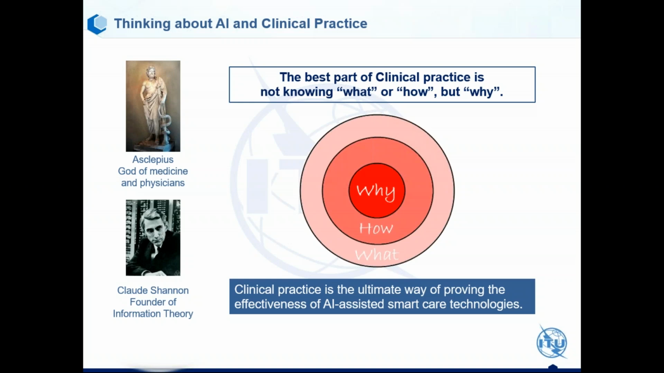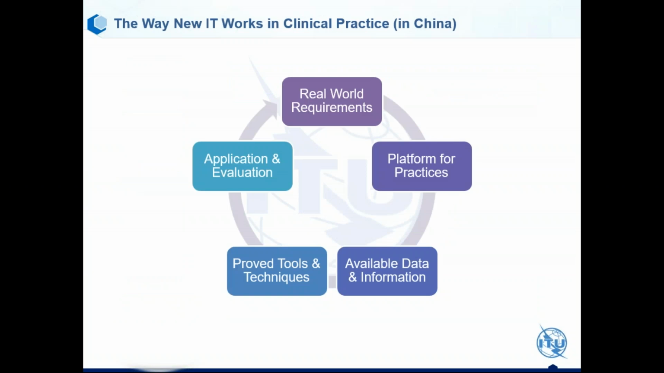And I think the ultimate way to prove whether our AI for health is useful or not is through real practice. So the way we work in Xiangya Hospital in China, and most importantly in our field, jointly between the clinical practice and the computer scientists, is doing a 5-step full life cycle. One is real world requirements. The second will be platform practices. The third will be available data and information. The fourth will be proof tools and techniques. And the final one will be application and evaluation. And we will talk about benchmarking later on, but not now.